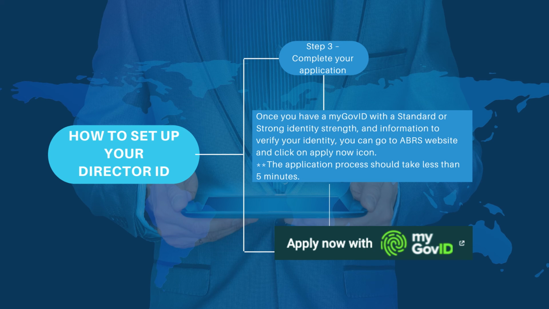The last step is step number 3. Complete your application. Once you have a myGovID with a standard or strong identity strength and information to verify your identity, you can go to the ABRS website and click on the Apply Now icon. The application process should take less than 5 minutes.